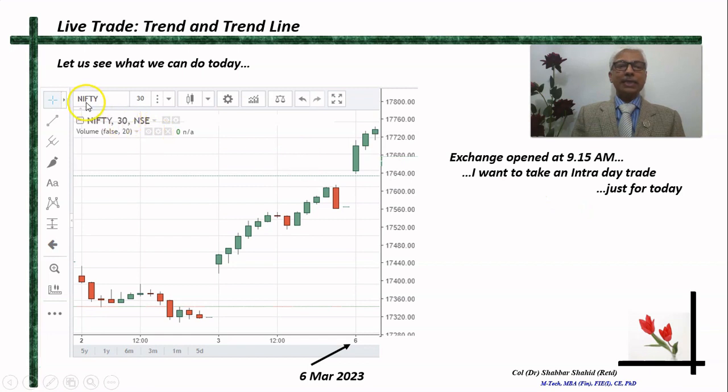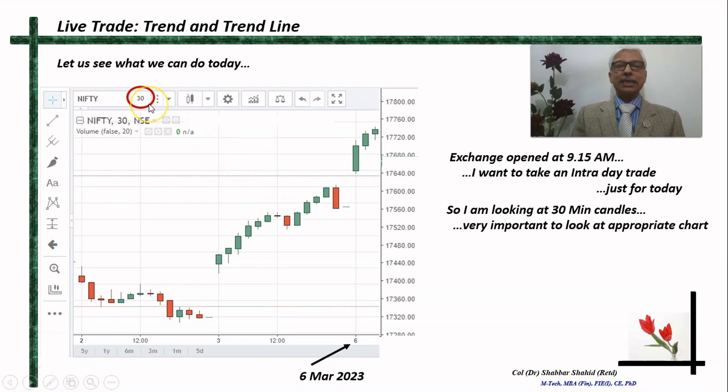And what I'm looking at is a Nifty chart in India, and I'm looking at a 30-minute chart. Because I want to wind up by today evening, therefore I'm looking at a 30-minute chart. Very important to have a look at the appropriate chart. If my time horizon is just for today, I can't be looking at a monthly chart or a weekly chart. I have to look at a 30-minute chart, because in one day, in 8 hours, I may get about 16 candles, and that will be good enough to have a look.